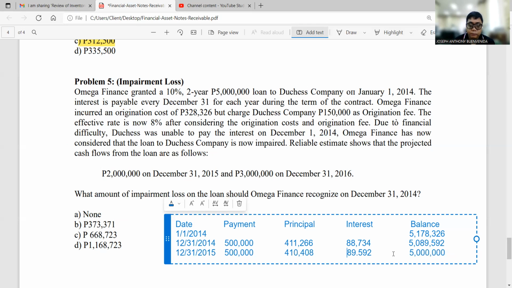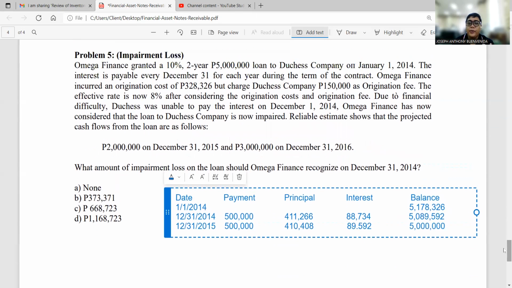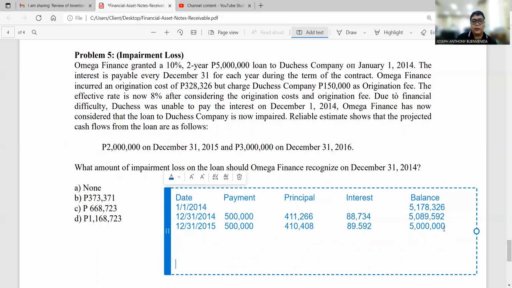Okay, so next we need to compute the present value, no? The supposed to be present value sang loan. Kaya hambal ko diri, reliable estimate shows that the projected cash flows from the loan are as follows. So kinanglan naton kuhaon ang present value sining 2 million plus the 3 million on December 31, 2016. Okay, so anong obrahon? Kinanglan nyo mag-solve present value factor.